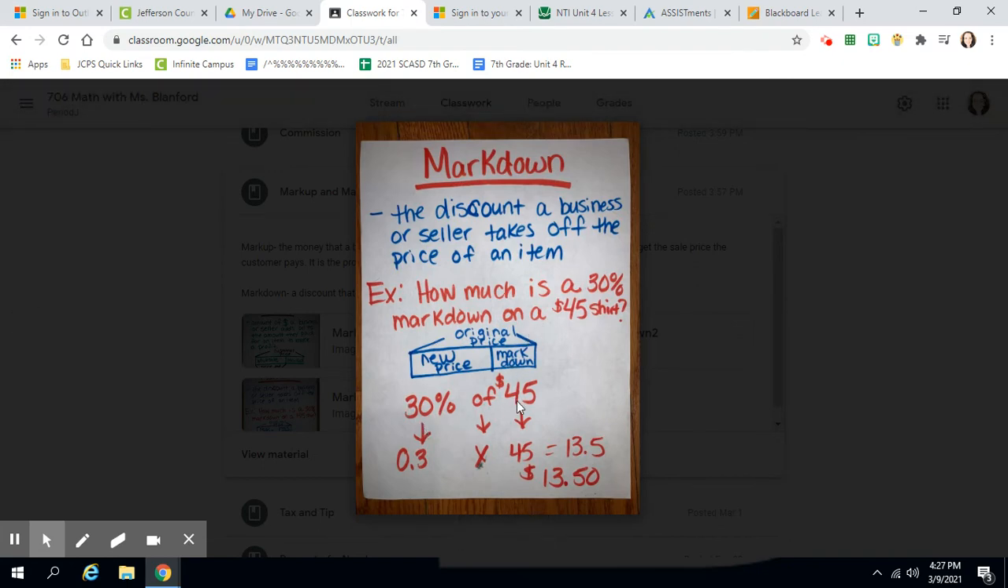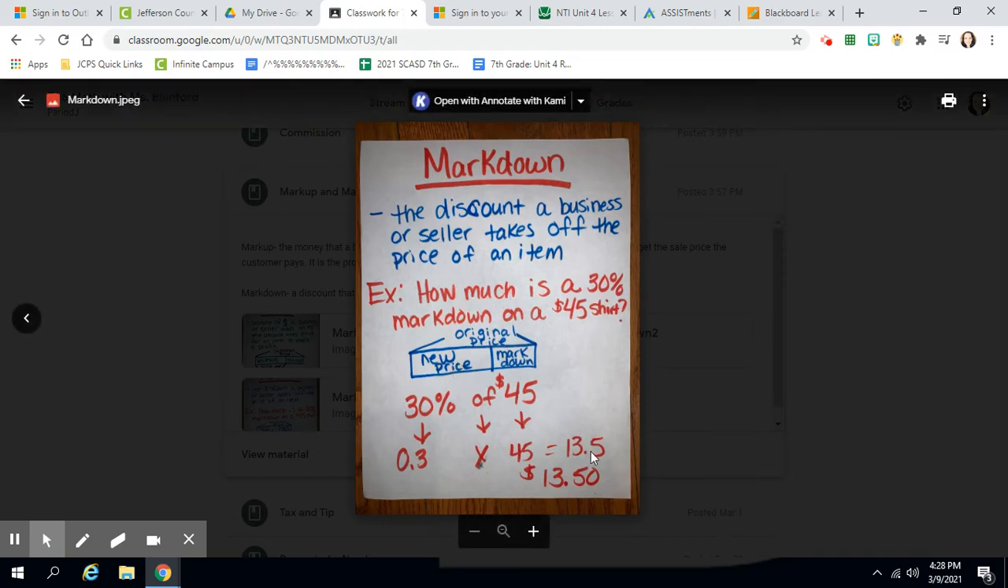And so 30% of 45, you can see how we calculated that, right? We turn the percent to a decimal and multiply it by the original amount. Well, that's $13.50. So that means this markdown is $13.50. Now, if we wanted to find the new price, we'd have to take the $45 and subtract $13.50 off.